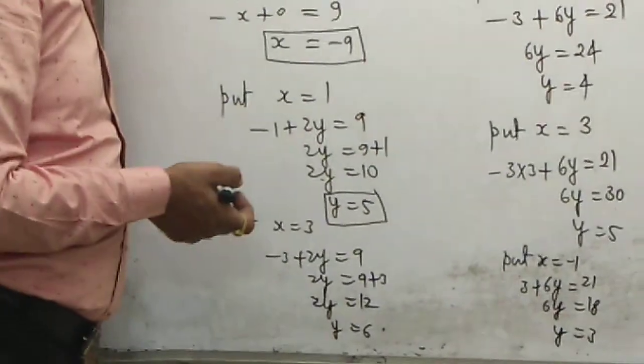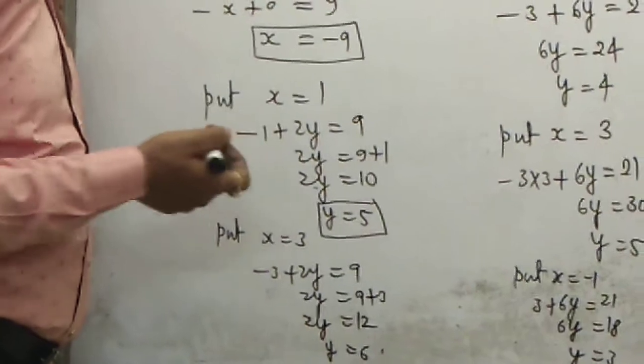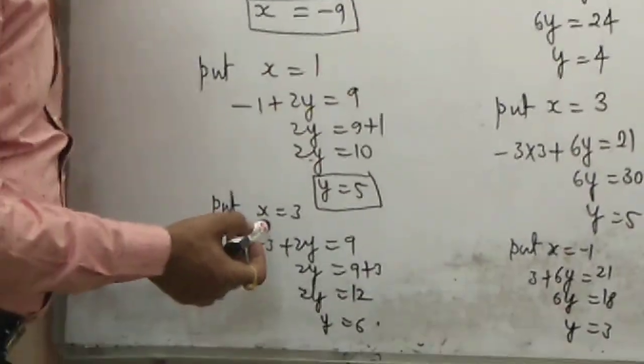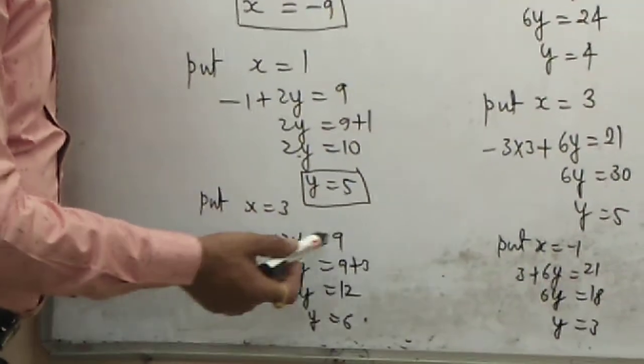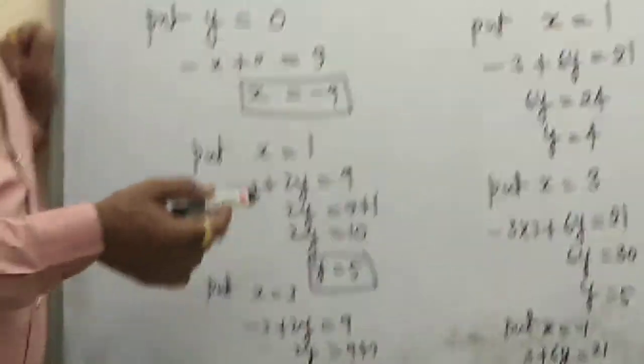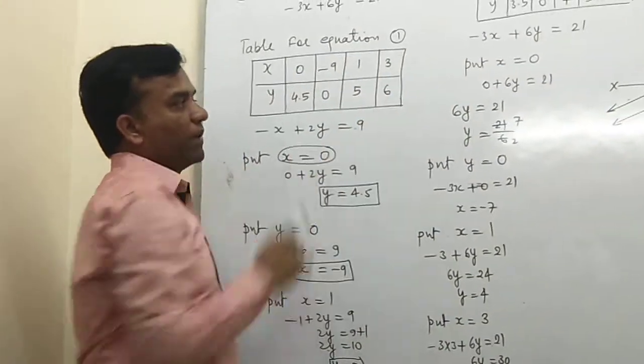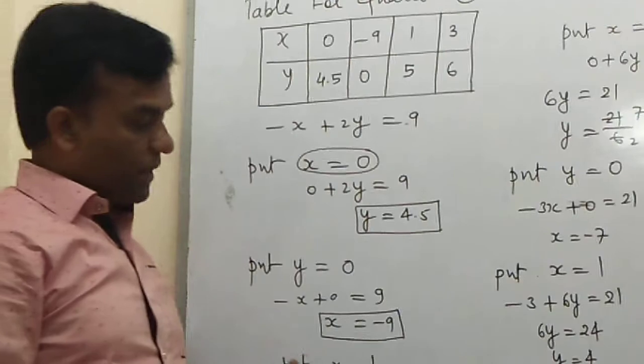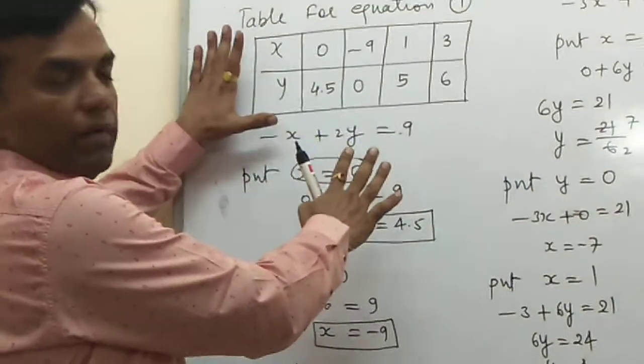So here we are taking the numbers which are divisible by 2, because we have the odd number, so we consider the odd number here. Like x equal to 3, then minus 3, then 9 plus 3 is 12, and 2y equal to 12 means y equal to 6. So after putting 3, you got the value of y as 6. Okay, so this is the concept for table 1.